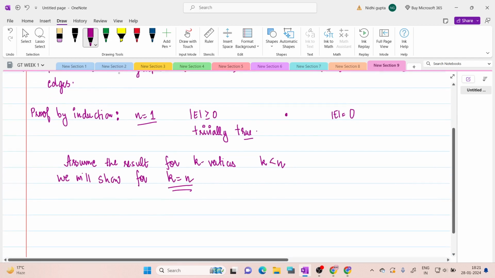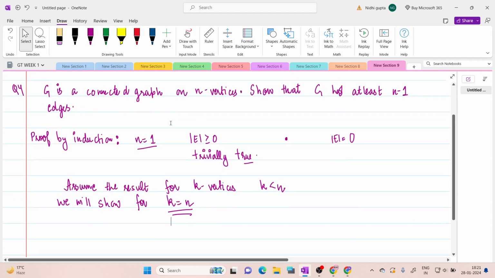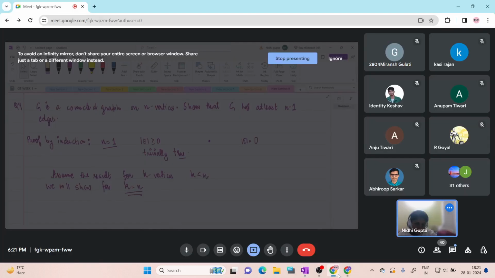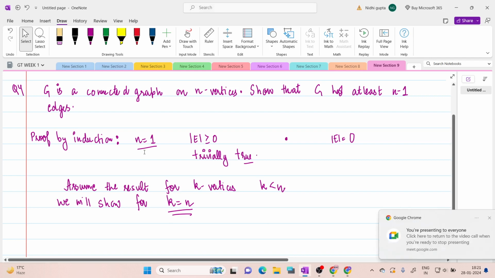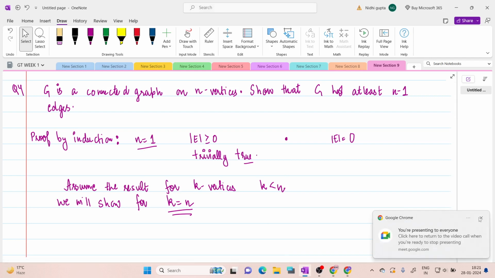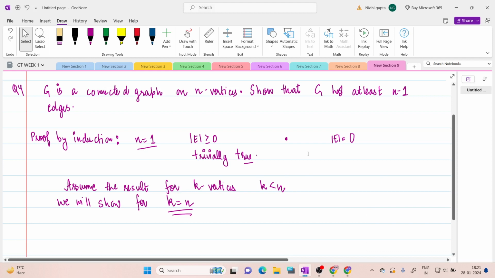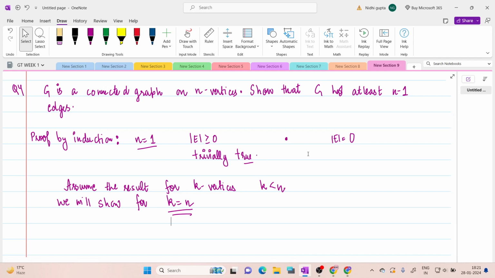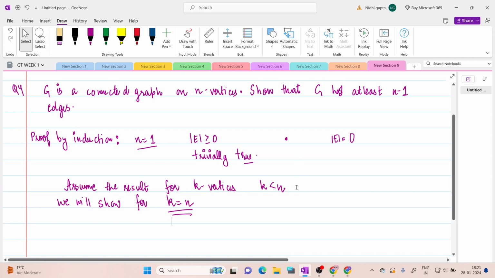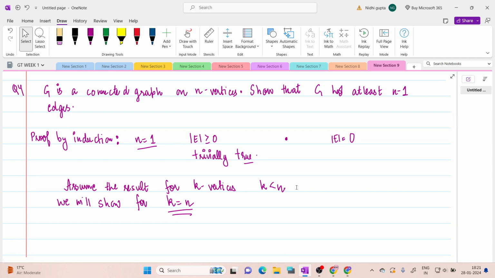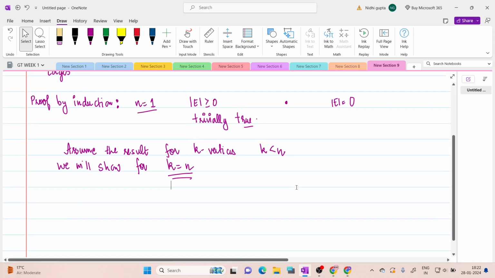Did everyone understand the question? If there's a doubt about what is given to us and what we have to prove, any doubts in that? The n equal to 1 case is also trivially true, as we have seen. Now we are basically using the strong principle of induction, which is that we assume the result for all values strictly less than n, and now we'll show it for k equal to n.